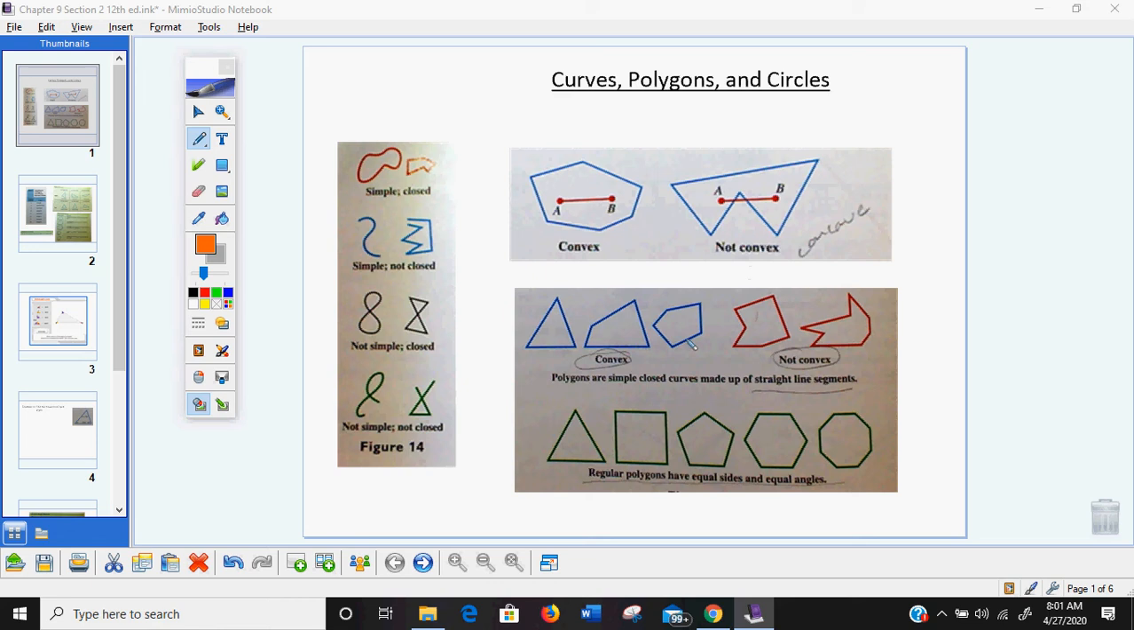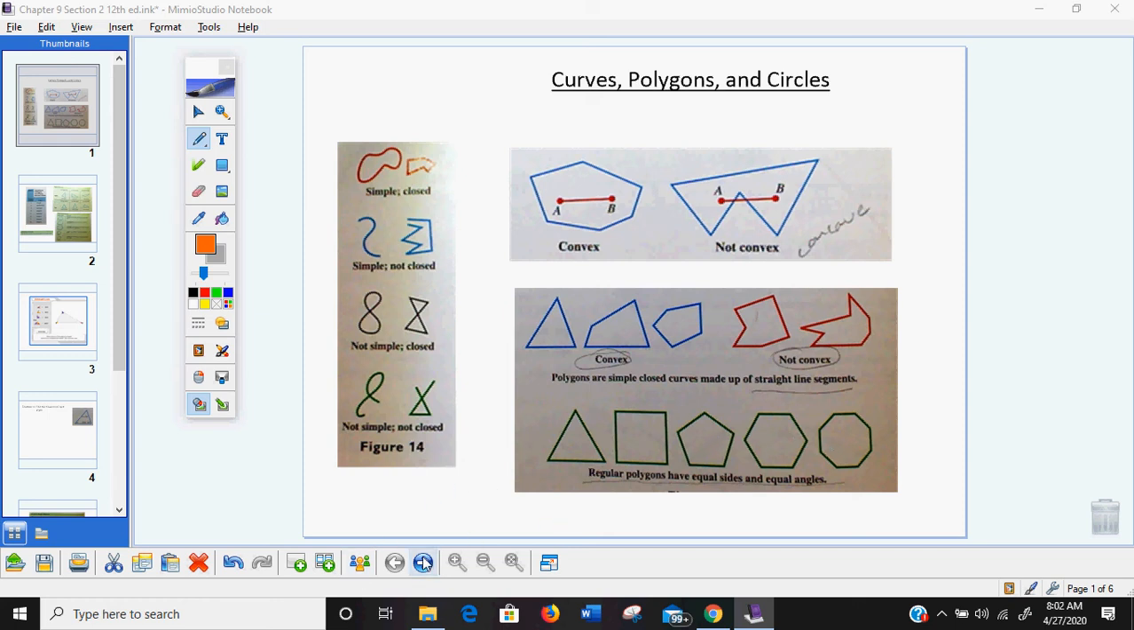All of the blues are convex. The reds are not convex. They're concave. They cave in. We also call polygons regular polygons when they have equal sides and equal angles. So here we have 3 equal sides, 3 equal angles. Here's 4, 5, and so on.